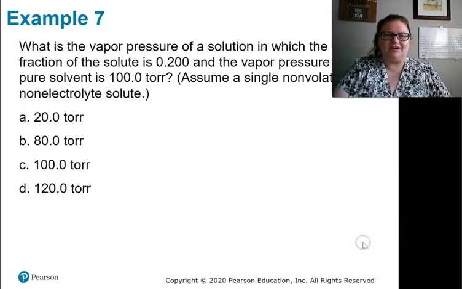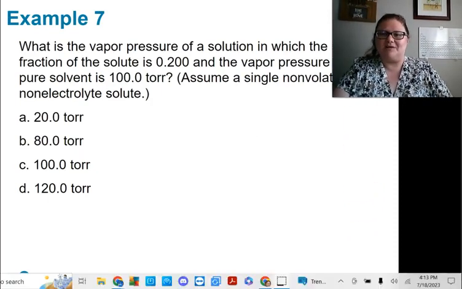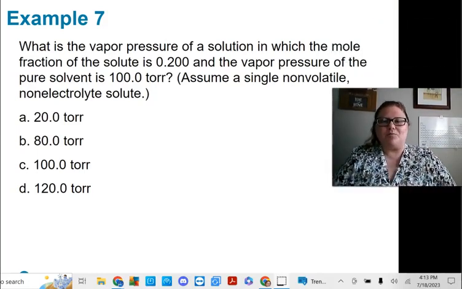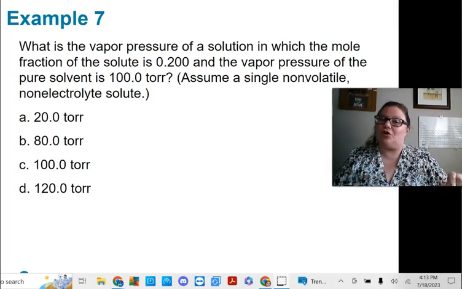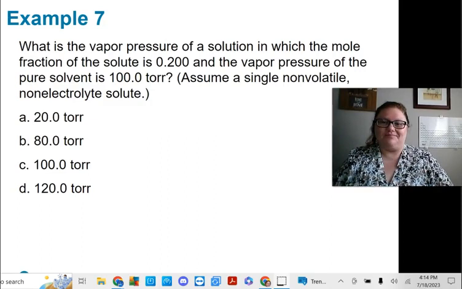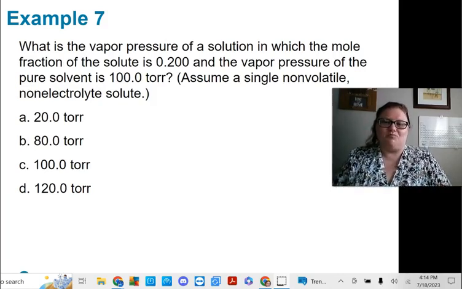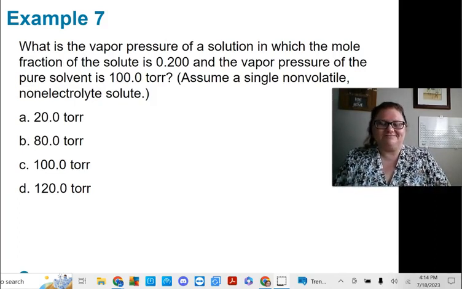Okay, so let's take a look at example 7. It's a multiple choice question, but we have to do some thinking here to figure it out. What is the vapor pressure of a solution in which the mole fraction of the solute is 0.200 and the vapor pressure of the pure solvent is 100.0 torr? And it says to assume that there's only one non-volatile, non-electrolyte solute. So it's not going to break apart like sodium chloride. Let's say we're talking about sugar here. Non-volatile, it's going to stay together as a sugar molecule and just mix into solution. So what do you think here?